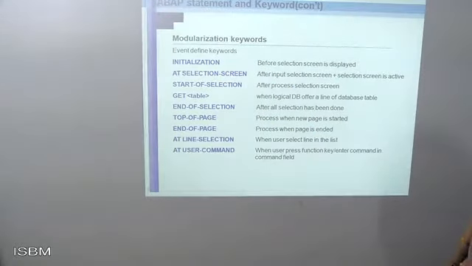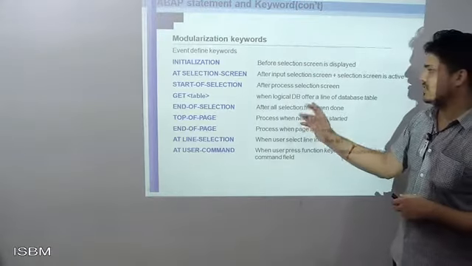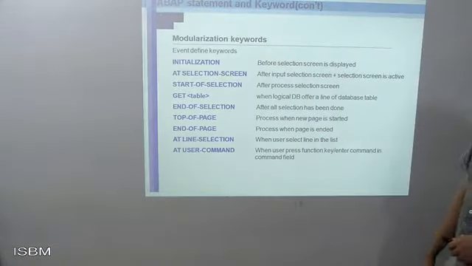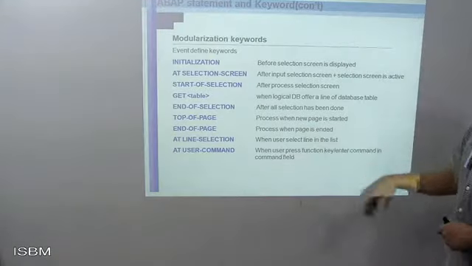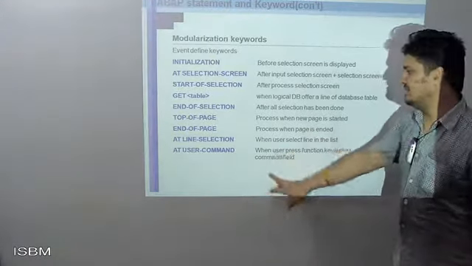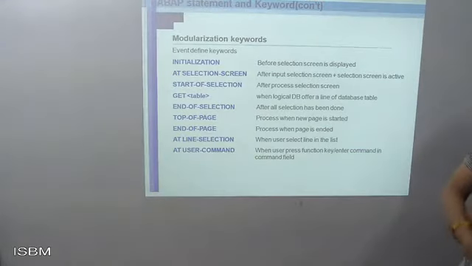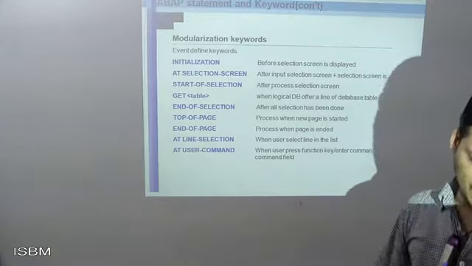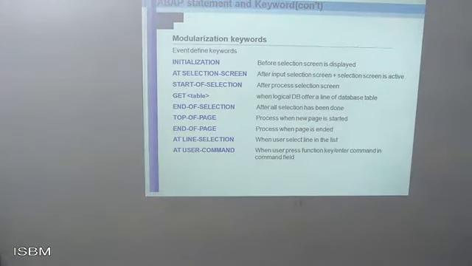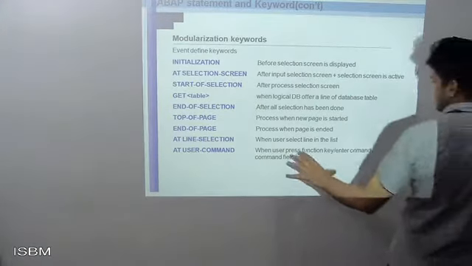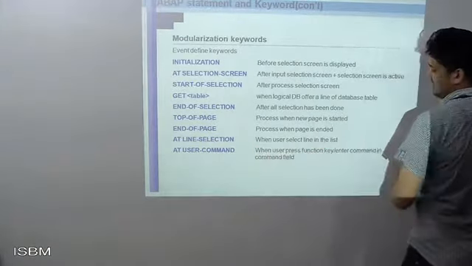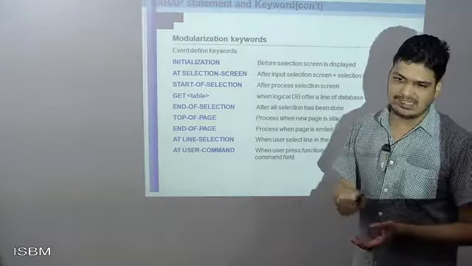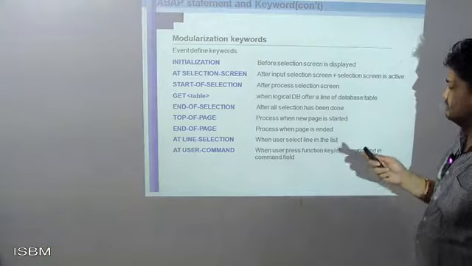Then we have GET table, which is logical; basically, it uses a logical database. Then we have END-OF-SELECTION. We have TOP-OF-PAGE, END-OF-PAGE, and processing pages started and ended. Then AT LINE-SELECTION, when the user selects a line in the list. AT USER-COMMAND, when the user enters something, I mean when the user double-clicks or clicks somewhere, the user command will come.